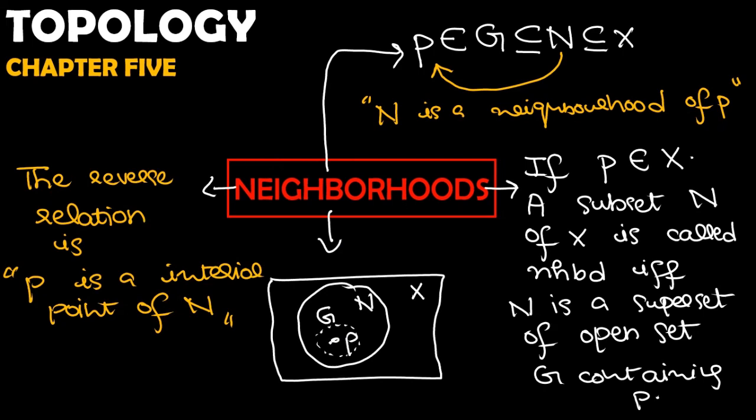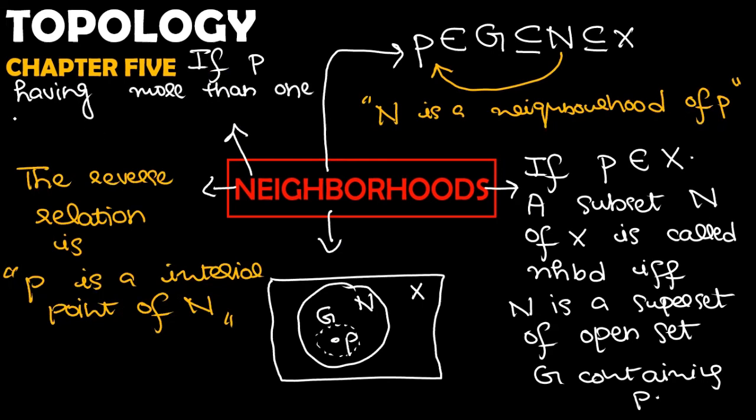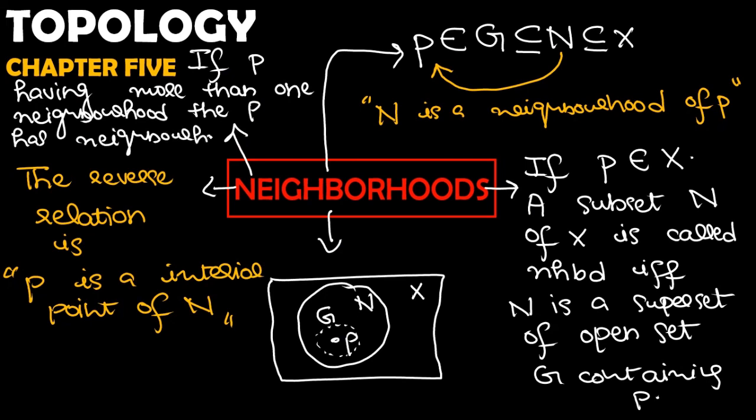And I have to find a neighborhood of a point P. It is possible that a point in X has more than one neighborhood. What does that mean? If P has more than one neighborhood, then P has a neighborhood system. So if a point P has more than one neighborhood, then we say it has a neighborhood system.